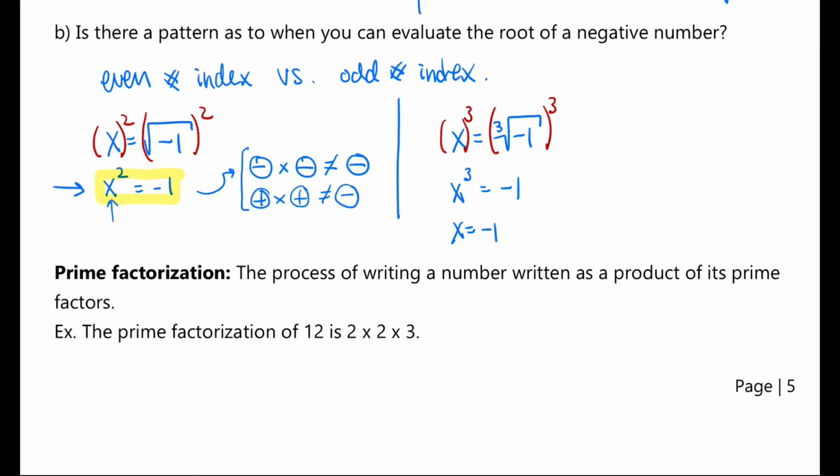Now let's take a look at prime factorization. It is the process of writing out a number as a product of its prime factors. So for example, the prime factorization of 12 is 2 times 2 times 3. Or we can just say 12 equals 2 times 2 times 3. Also, because we now know how to use exponents, we can say it's 2 to the power of 2 times 3 equals 12.